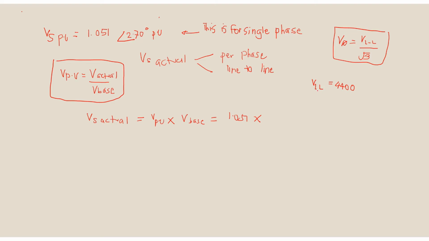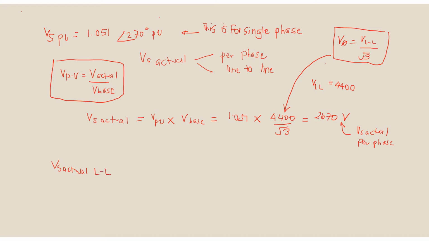But this is VLL, and what we are calculating here is per phase. So we use this formula and apply it here. That will be 4,400 divided by square root of 3, and you get 2670 volt. This value is the VS actual for a single phase.